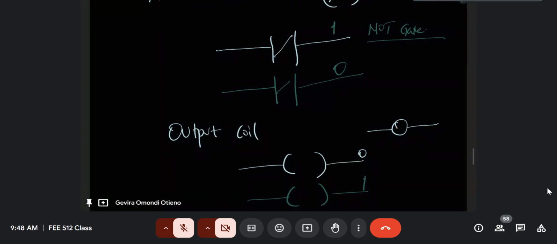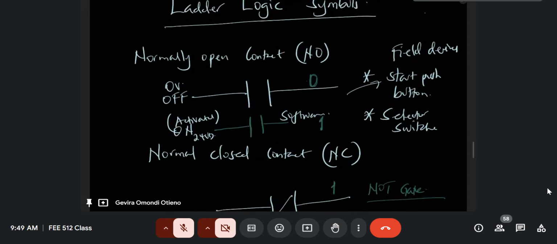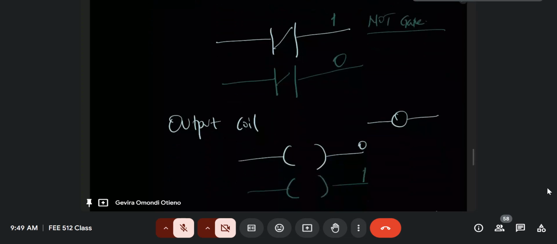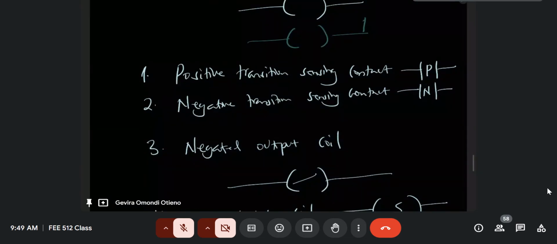In the next class, we look at how each of these is affected by logic and how we can generate logic expressions from these symbols and see how those logic expressions can affect the output based on how we arrange each of these inputs, whether they are these contacts normally open or normally closed, or the positive transition or negative transition, as well as see how the output is also affected. But please remember, what we are talking about here is the transfer of logic, not transfer of current.